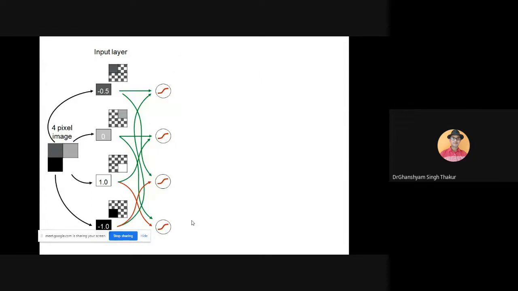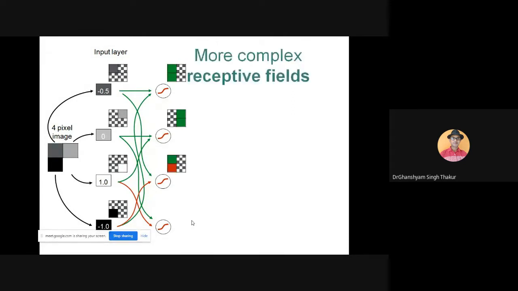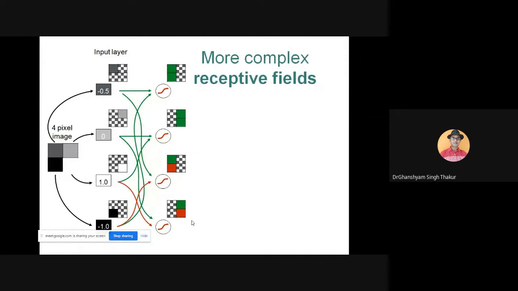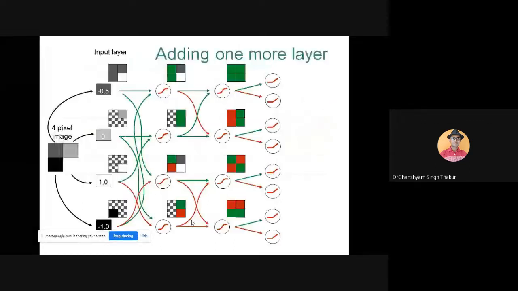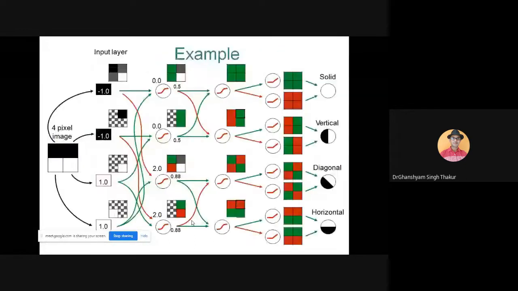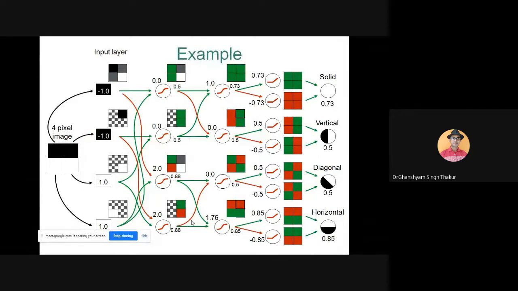Let us make more neurons connected with different weights: 1, -1 and 0. You have to use another input for the another layer. Internally it uses different filters, the max pooling concept and convolution, and again calculates the different values. After executing the whole different layers, it will provide the output: solid 0.73, vertical 0.5, diagonal 0.7, and horizontal 0.85. 0.85 is maximum.